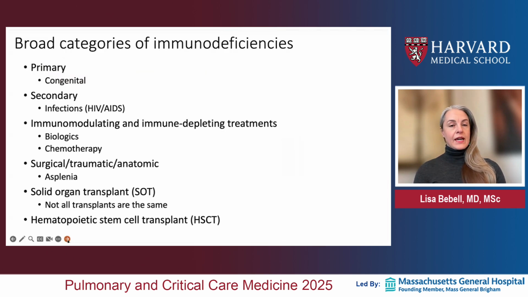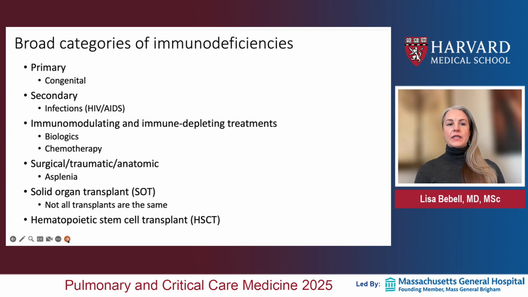These are the broad categories of immunodeficiencies. I won't go into each of them in detail. Primary or congenital immunodeficiencies are still occurring in adult populations, so you should be aware of the fact that they could exist in your patients. Secondary immunodeficiencies are much more common. We do see patients with HIV and AIDS or AIDS-defining illnesses in our critically ill population.